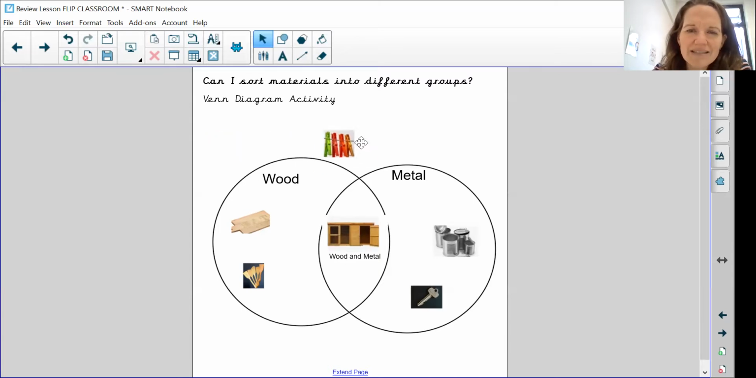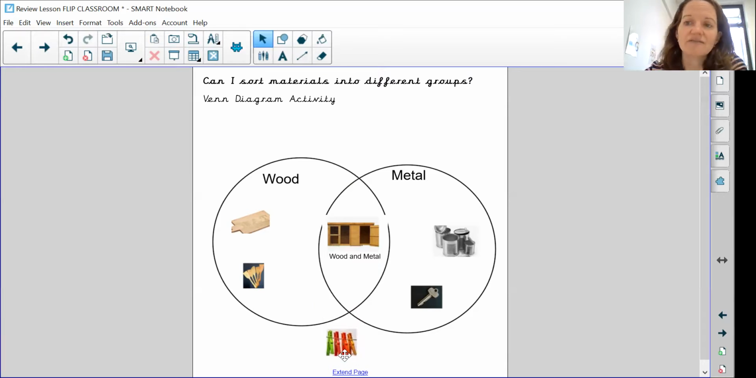What about these plastic pegs? Now, we said they have metal on them, but they also have plastic. So would it go in wood? No. Would it go in just metal? No. Would it go in wood and metal? No, it wouldn't. So these would be on the outside.